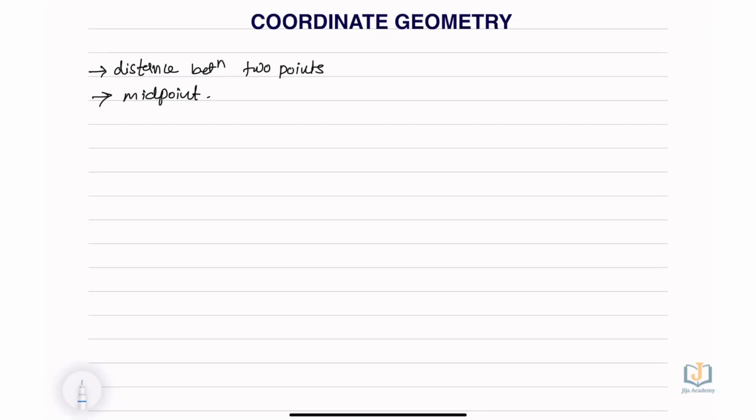In today's SAT lectures, we are starting coordinate geometry, in which, in the first lecture, we will find the distance between two points and the midpoint formula.